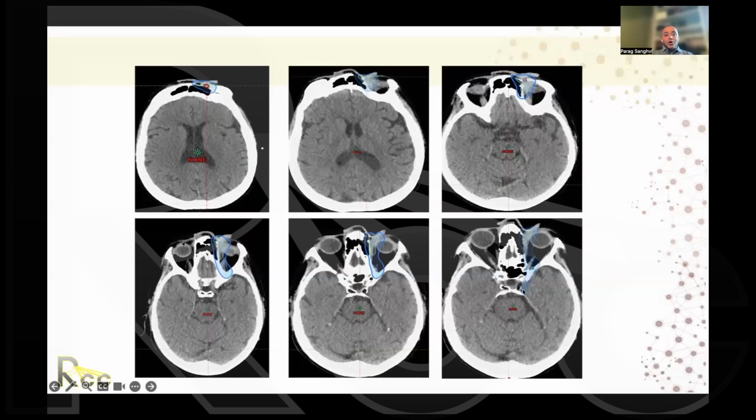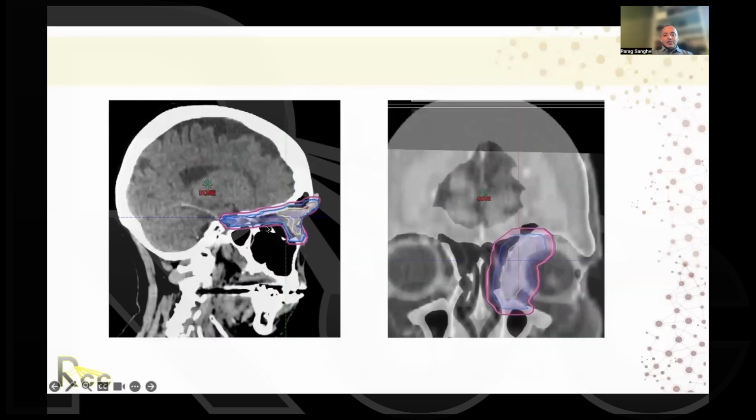And I wanted to just show you on CT because reality is many a times you don't have the luxury of having MRIs. And if you don't, you can really well contour this on a CT for these patients. And this is just a sagittal and coronal view for you, so you can get an idea of what this looks like going all the way back to the cavernous sinus for this patient.